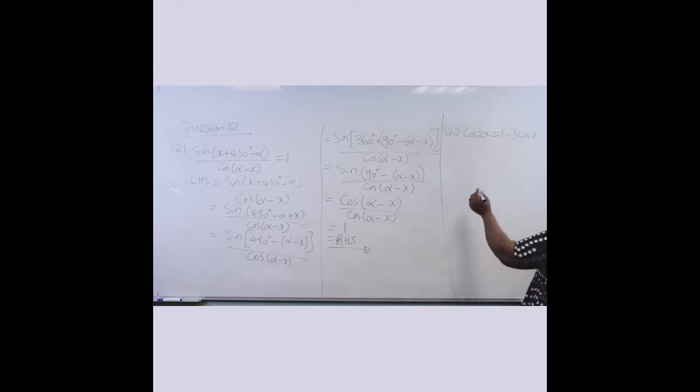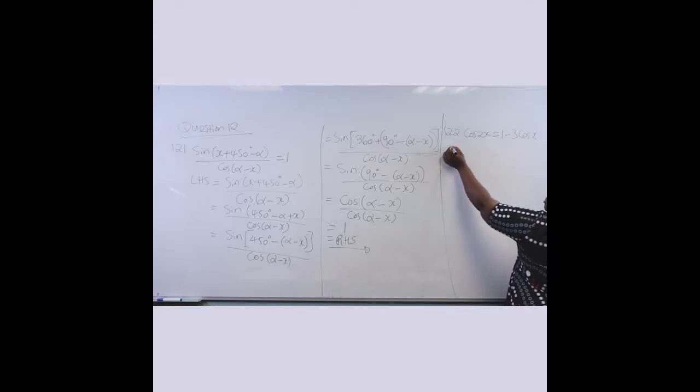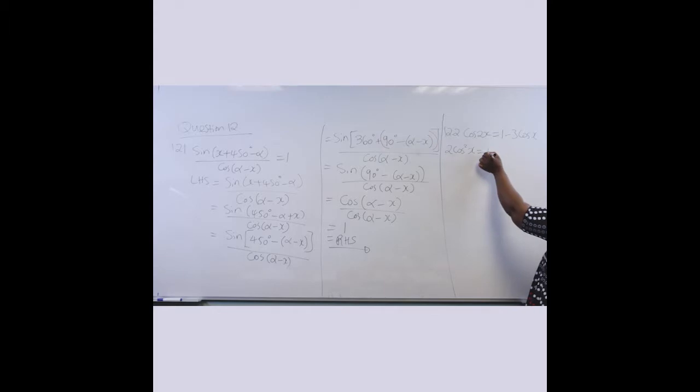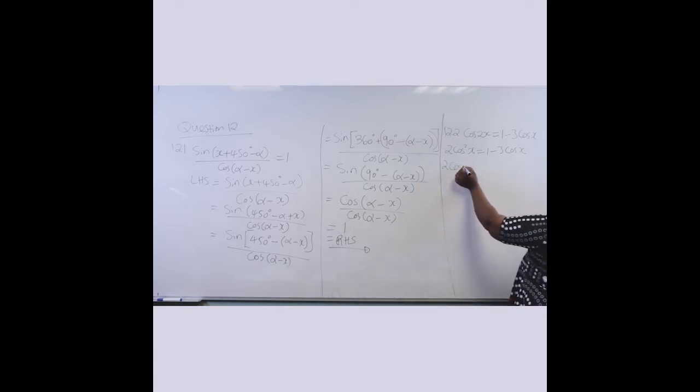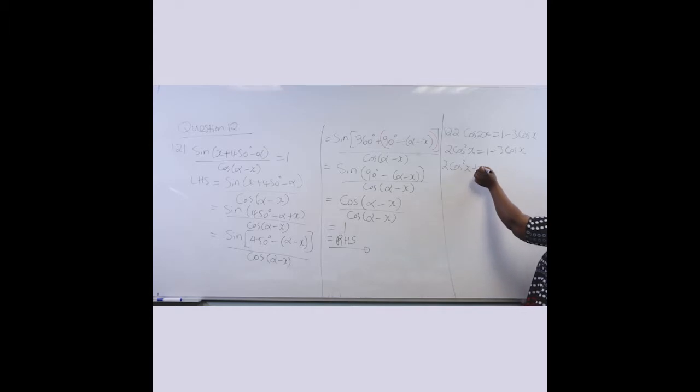That will be 2 cos squared x minus 1 equals 1 minus 3 cos x. So now you have cos throughout. You can put them on the same side. There's a square, so it's quadratic. You can factorize. So let's put them all on the left, and then we can factorize. This will be 2 cos squared x plus 3 cos x minus 1 equals 0.